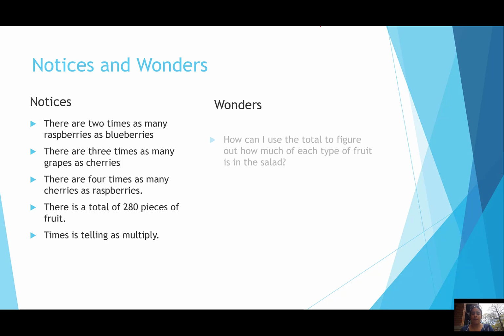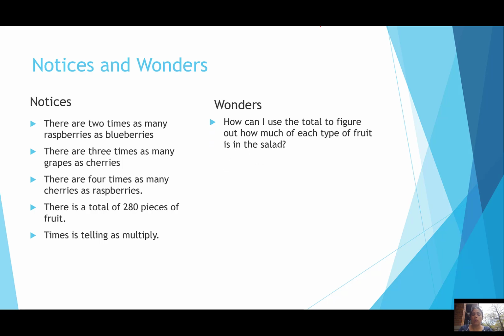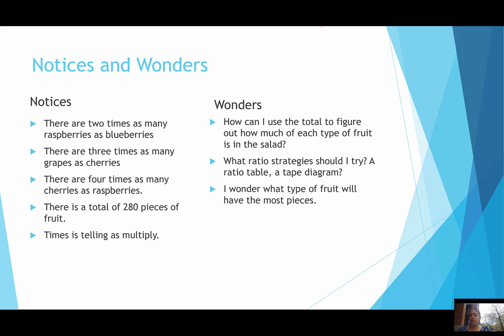What are some things we wonder? How can I use the total to figure out how much of each type of fruit is in the salad? What ratio strategies should I try? A ratio table? A tape diagram? I wonder what type of fruit will have the most pieces. I wonder what type of fruit will have the least pieces.